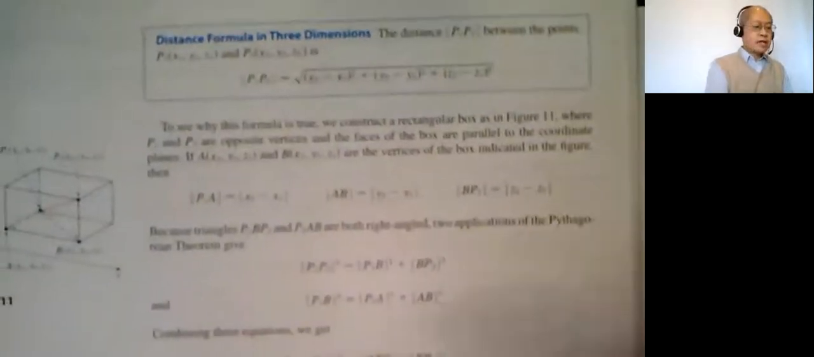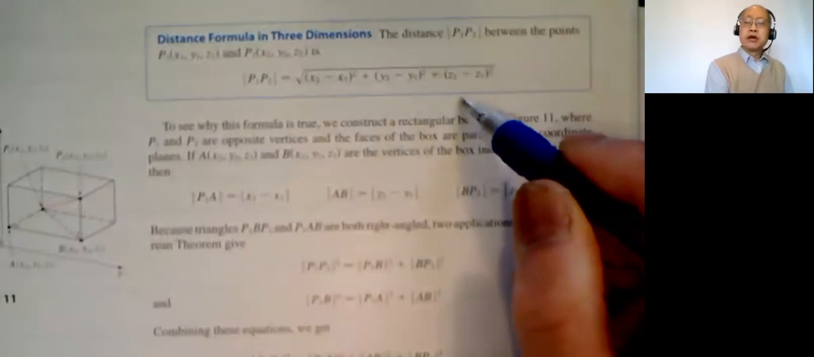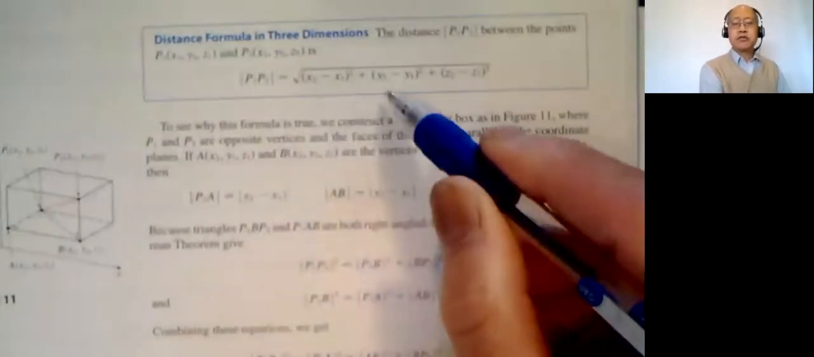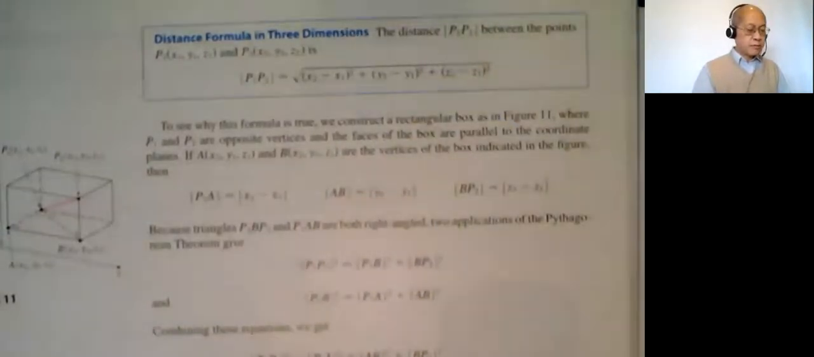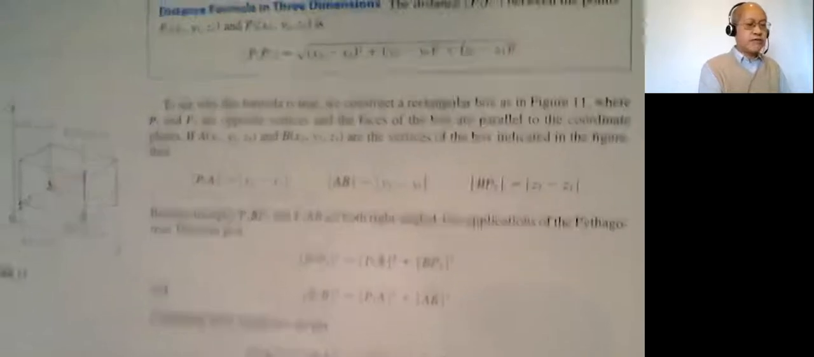Another way to think of it is this is delta x squared plus delta y squared plus delta z squared, using the language of delta, change in x squared plus change in y squared plus change in z squared. And of course, that does lead us to the formula for the equation of a sphere. Okay, so this is the bottom of 795.